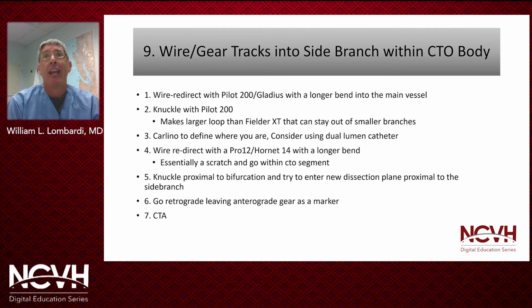The key with this is you have to be good at reentry techniques. Which means you got to be good at doing some form of antegrade reentry or some form of retrograde reentry. You can do a Carlino. What that is, go into the CTO body and hydraulically dissect the vessel. And all you're going to do is hopefully dissect a plane, and hopefully it will outline where the vessel goes. And if you know where the vessel goes, now you can switch to stiffer wires to redirect out of your side branch, get past the side branch, and then get back to work with most likely doing some form of reentry technique. So all of these are different solutions to a problem.